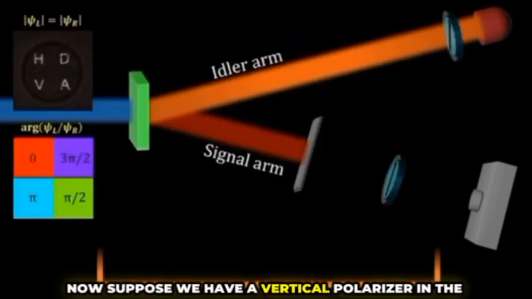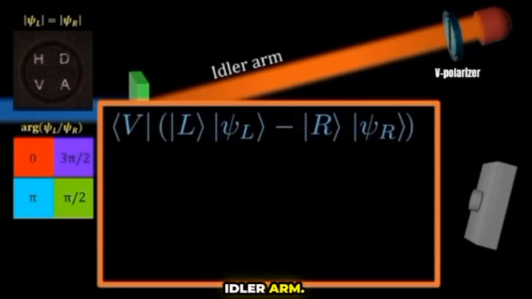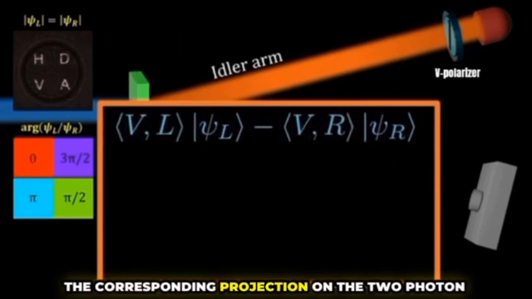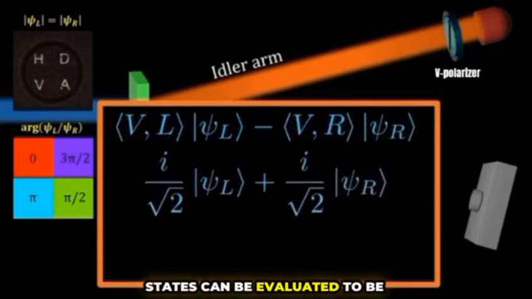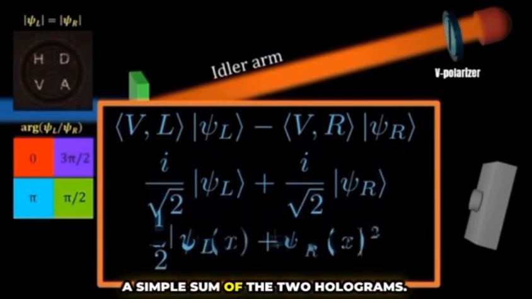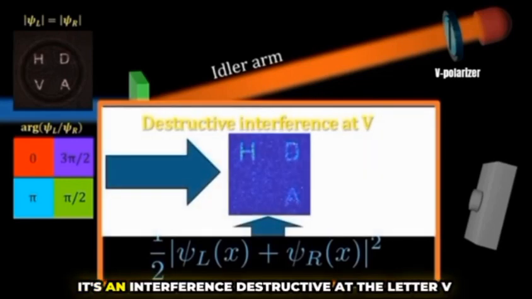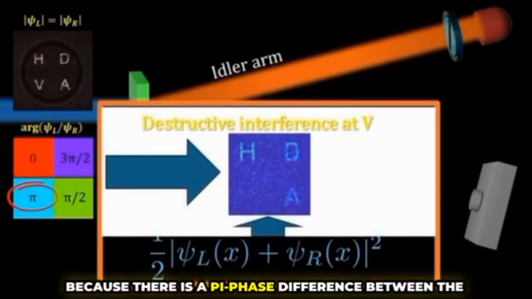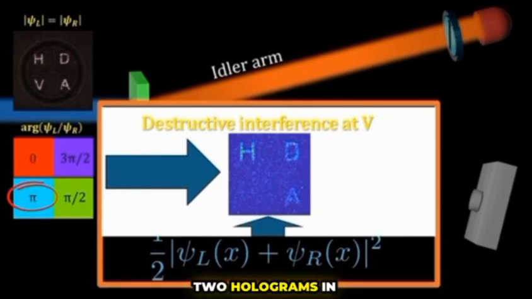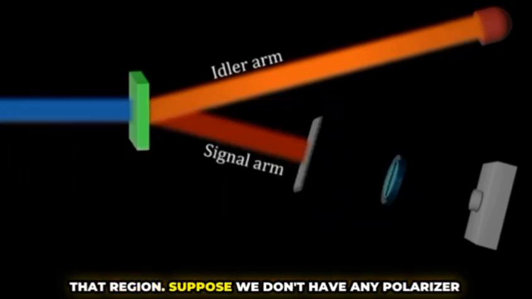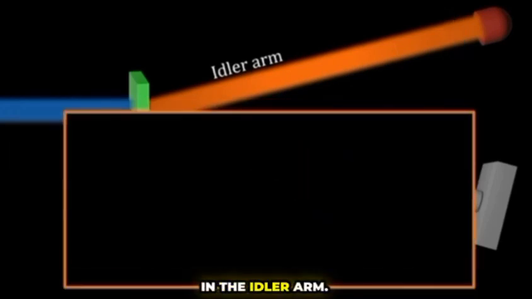Now suppose we have a vertical polarizer in the idler arm. The corresponding projection on the two photon states can be evaluated to be a simple sum of the two holograms. There is destructive interference at the letter V because there is a pi phase difference between the two holograms in that region.